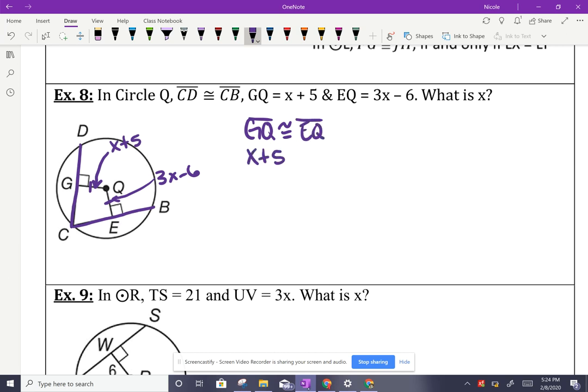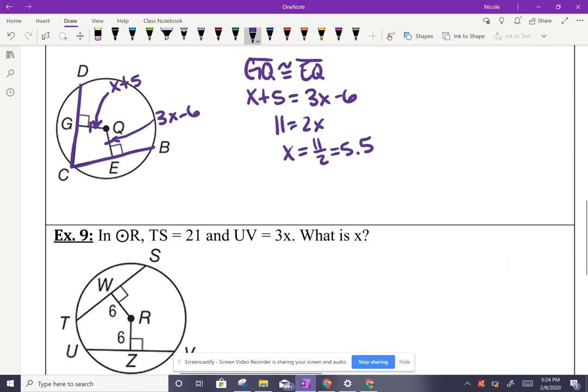So we can say x plus 5 is equal to 3x minus 6. You get 11 equals 2x. So x is equal to 11 over 2, which is 5.5. So again, lots of congruent things that need to be set equal to each other, that kind of stuff, guys.